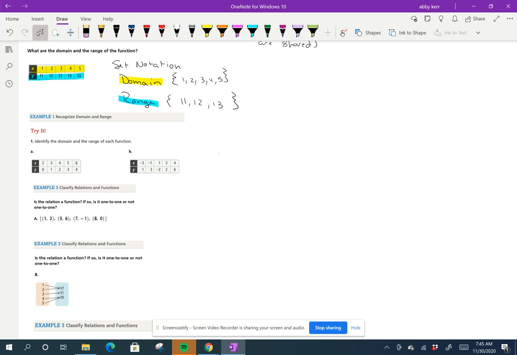Now you're going to do the same thing for try it, so if you want, you can pause it right now. Domain is going to be my x's. Domain is for x, because that's my input. So I'm going to write them in order, smallest to biggest. They're already there. And then my ranges are my y values. And it looks like those are already in order, and they don't repeat.